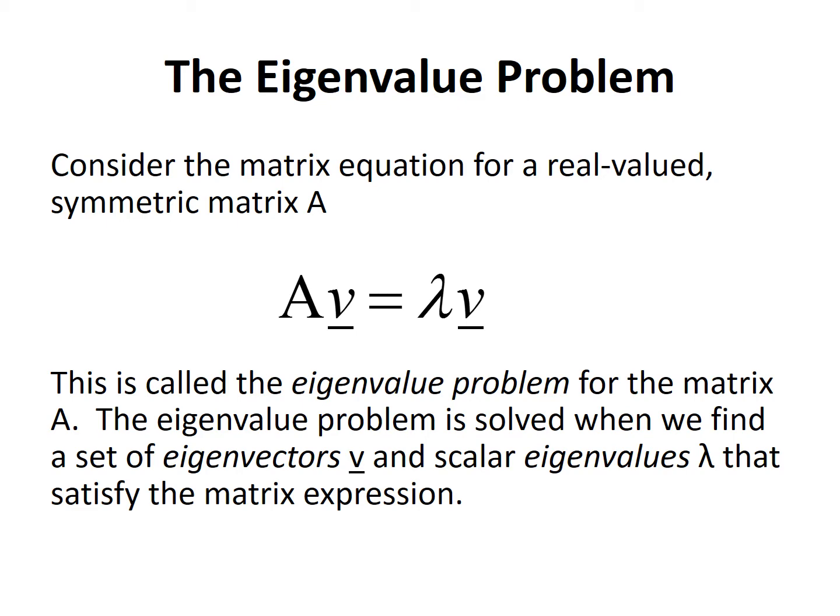The solution of the eigenvalue problem is a set of eigenvectors V and scalar eigenvalues lambda that satisfy this matrix expression. There are numerous computational methods for solving the eigenvalue problem, and many of them have been incorporated into software packages. Our focus will be on the interpretation of the eigenvalue problem and how the properties of the eigenvectors and eigenvalues can help us solve multi-degree of freedom vibration problems.